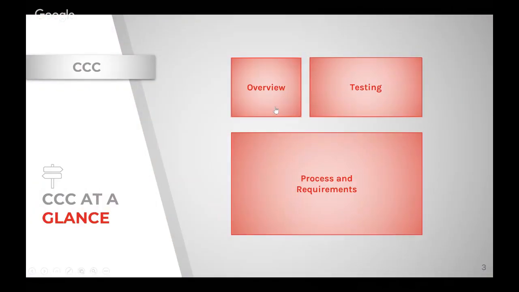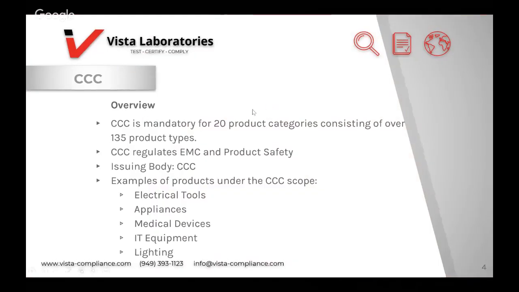So starting with CCC, at a glance, we'll go through the overview and some of the testing requirements, and lastly, the process and other requirements. With the overview, CCC regulates EMC and safety, and it's mandatory for over 20 product categories and over 135 product types. Some of the main product types: electrical wire cables, electrical appliances, audio video apparatus, IT equipment, medical devices, and so on and so forth.